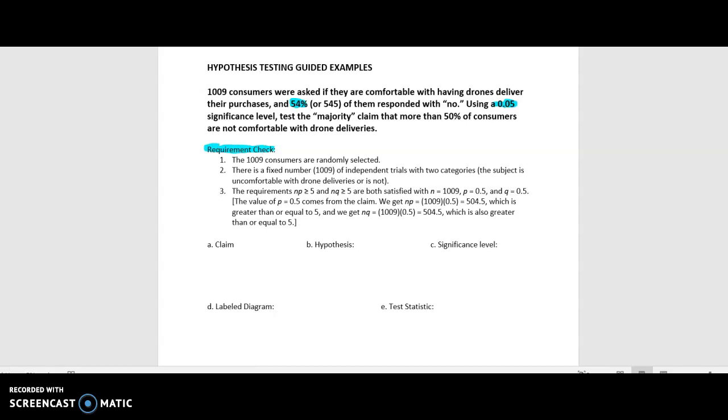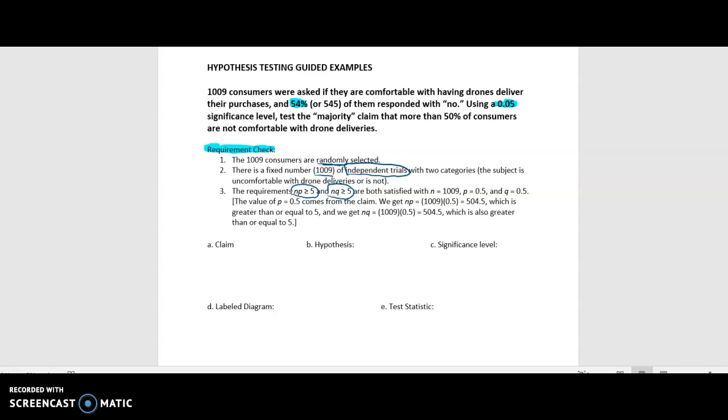Now, for hypothesis testing for a proportion, you need to make sure that you're meeting the requirement check. So here we have 1,009 consumers randomly selected. There is a fixed number, 1,009 independent trials with two categories. So remember, we have to have success and failure. So the subject is comfortable with drone deliveries or not comfortable with drone deliveries. Those are the only two options. Then we must make sure that we're meeting the requirement of n times p is greater than or equal to 5, and n times q is also greater than or equal to 5.